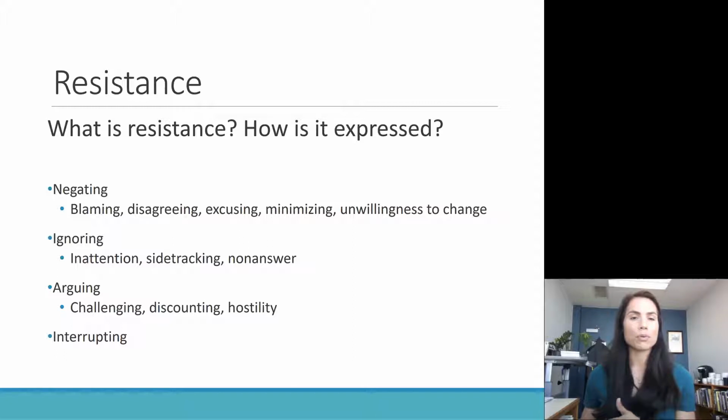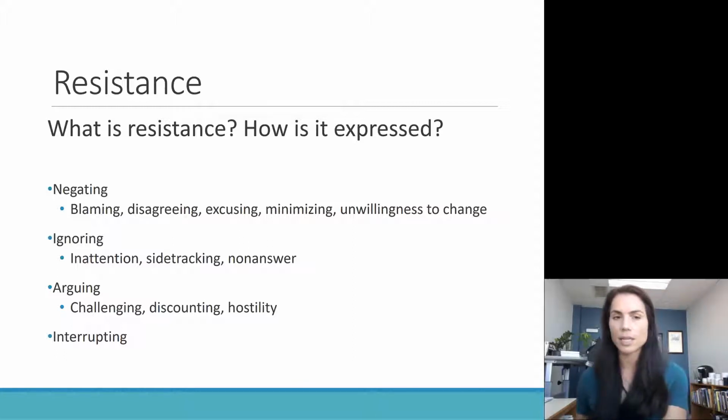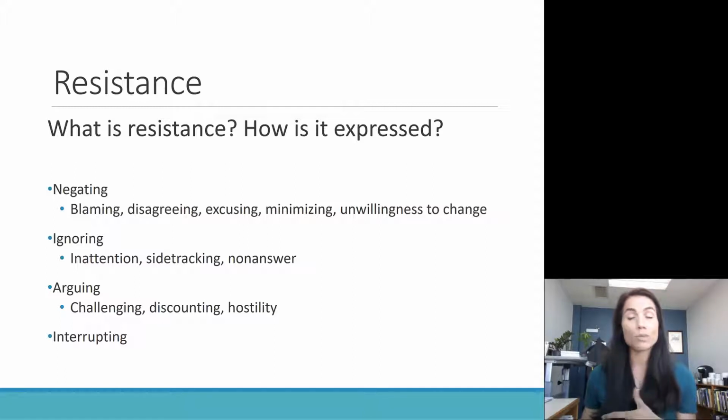Ignoring is when people don't want to answer a question, or they revert that question and say something else, so they sidetrack altogether. Arguing is when clients will actually challenge you or maybe be hostile towards you, okay? And interrupting is when you are talking and your clients start to interrupt you. Now, what's interesting about motivational interviewing is that since it is so client-focused, there's very little talking on the side of the coach, right? Most of the talking is the client, okay?